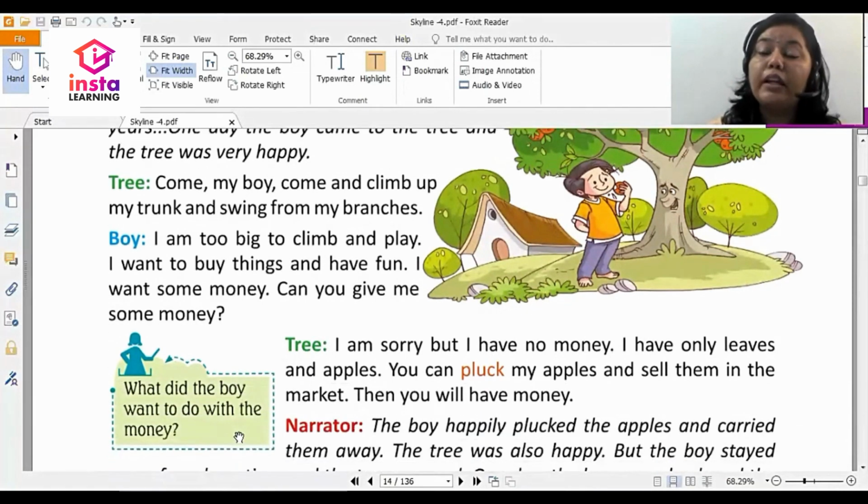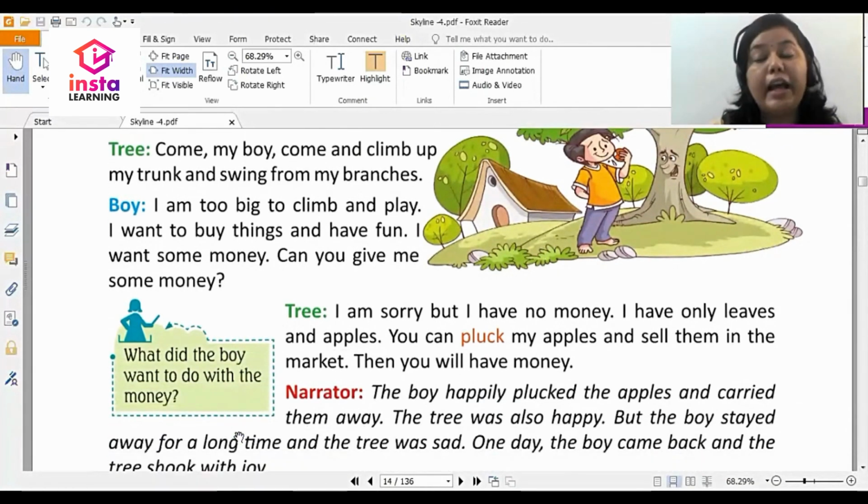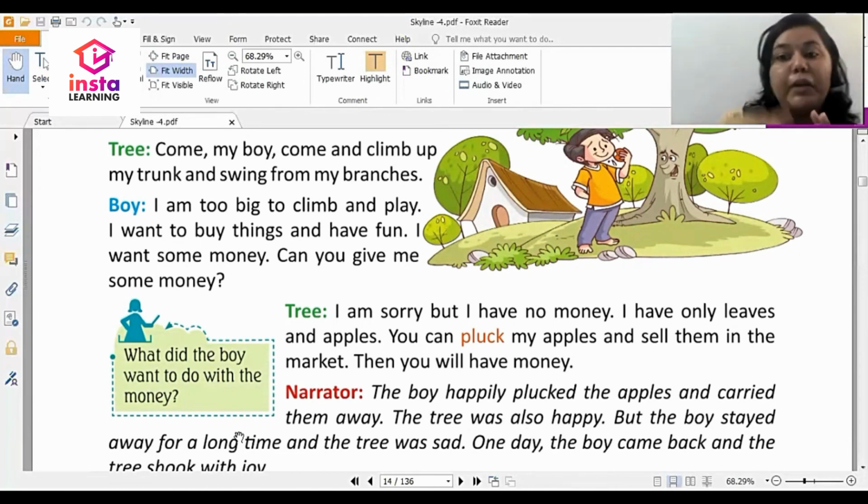So now the little boy has grown into a man, and he comes back to the tree, and the tree is very happy to see the boy, and still remembers this boy. When this tree tells the boy to come play with me once again, you can again swing on my branches, the boy, who has now turned into a man, says that no, I'm too big to swing on your branches. In fact, what I'm looking for right now is some money. Now I need money to survive. So can you give me some money? Let us see what the tree said.